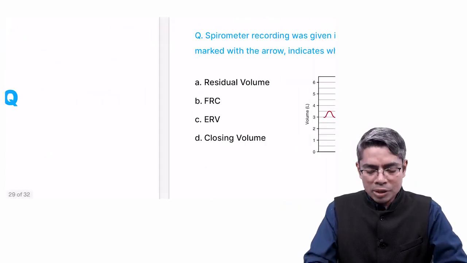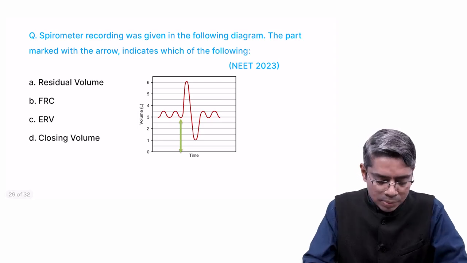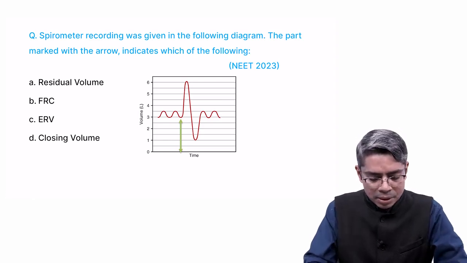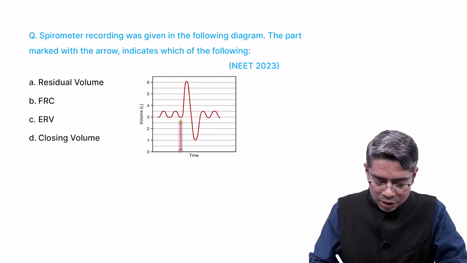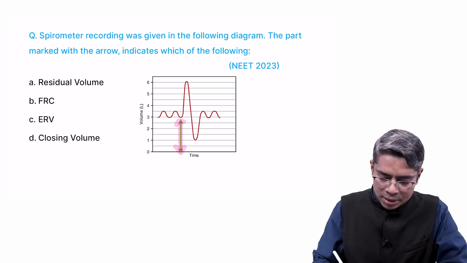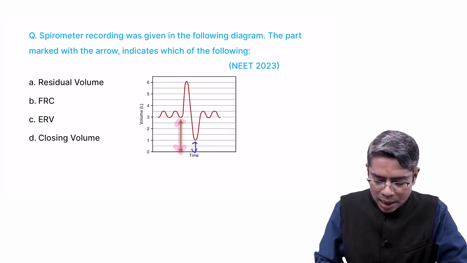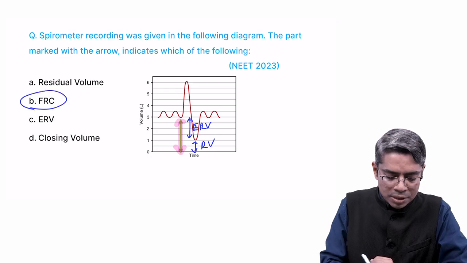Now we are going to discuss certain MCQs. The first MCQ: a spirometer recording was given with the marked part. So, this is the part which is marked. I can easily understand here that the expiratory reserve volume, ERV, is there and residual volume is also there. The combination of these two is FRC.